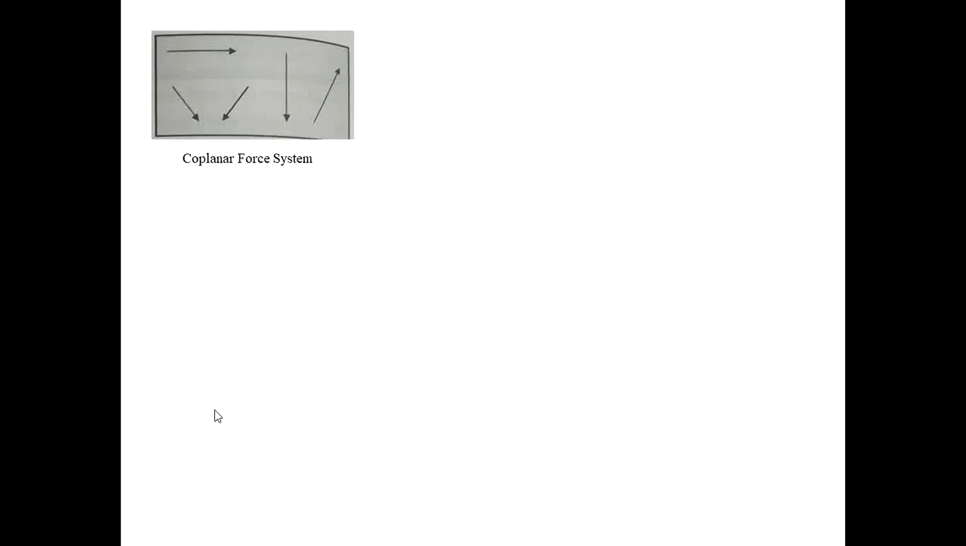First is the coplanar force system. Coplanar force system means all forces lie on a single plane. That system is called a coplanar force system. Second one is collinear force system. In collinear force system, a number of forces act on a single line of action. See this figure, P1, P2, P3, P4, four forces acting on a single line of action. That force system is called a collinear force system.